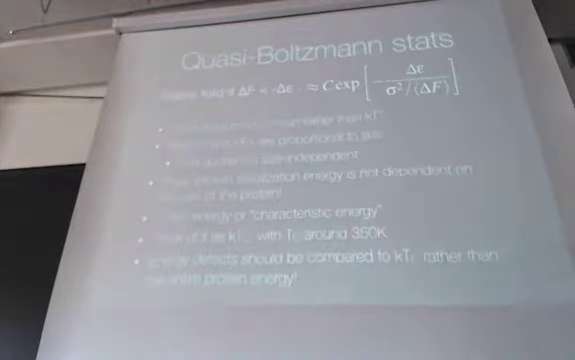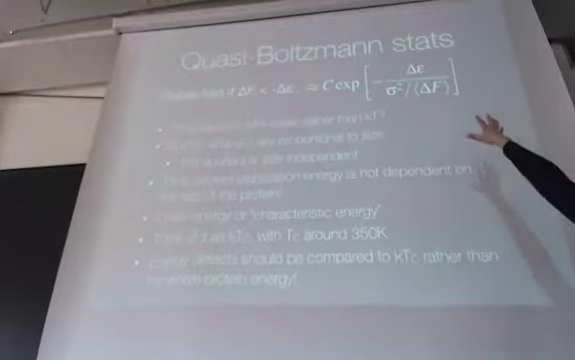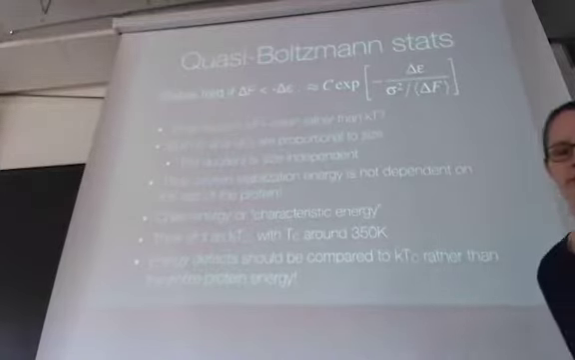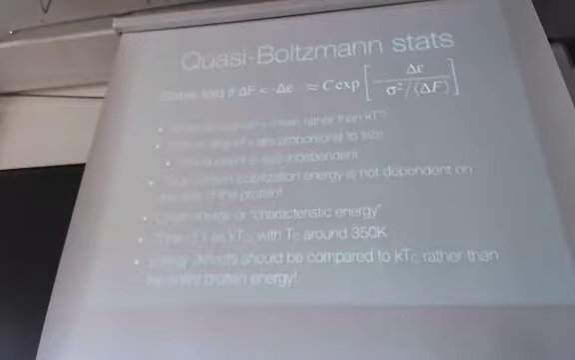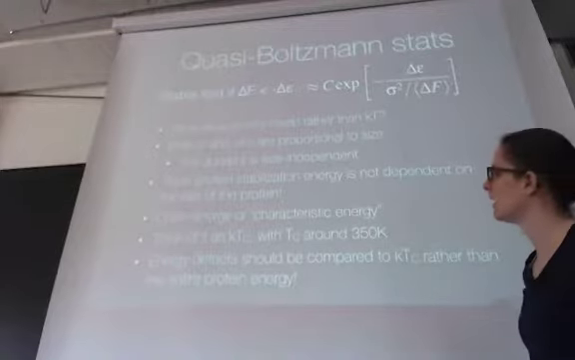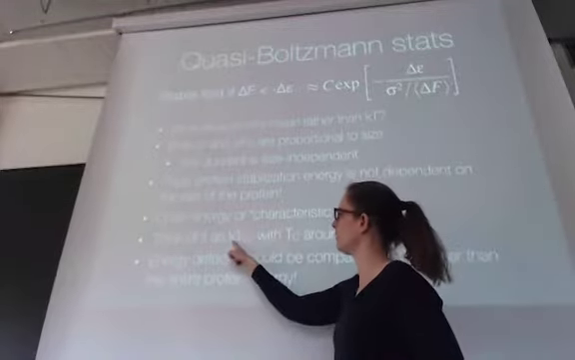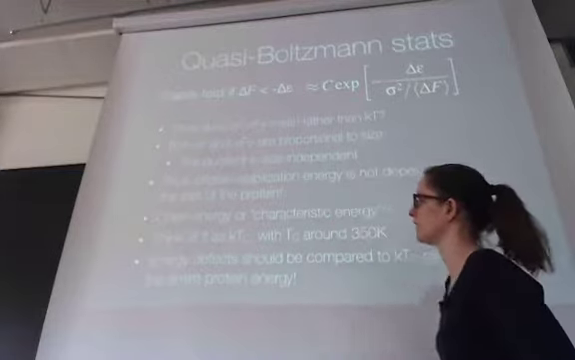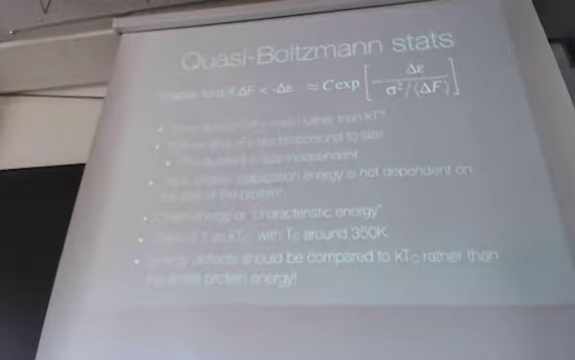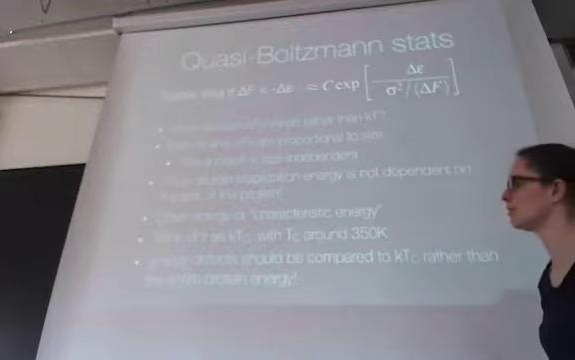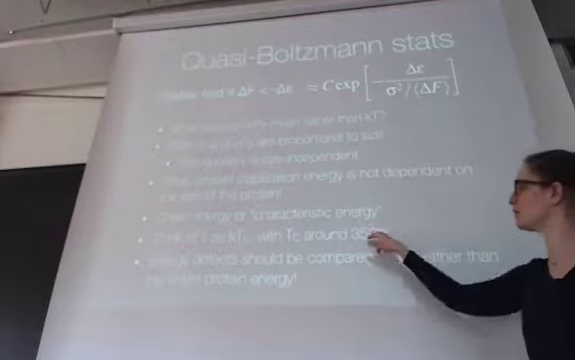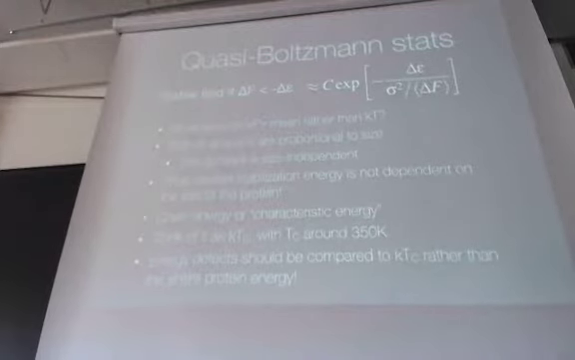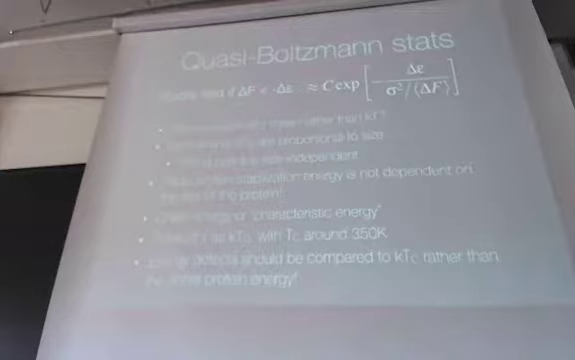So we can think about it a little bit also. Like we said, this looks like Boltzmann. So this characteristic energy, sigma squared over delta F, we can think of it as the Boltzmann constant times a characteristic temperature, right? And this characteristic temperature will be the temperature of unfolding, right? And this is usually around 350 kelvins. It depends a little bit on the protein.